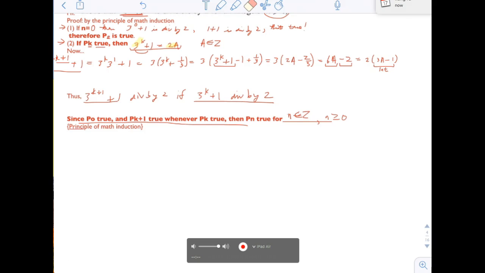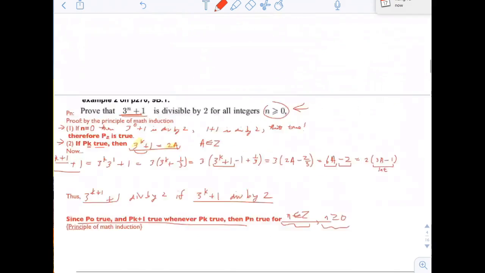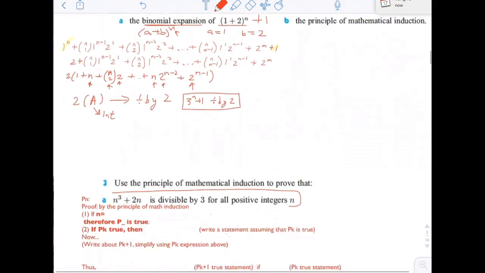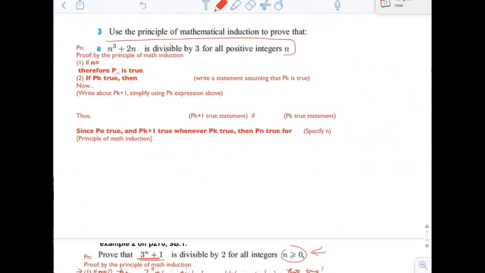So it's true for integers. N is an element of the integer set, and n is greater than or equal to 0. Okay? All right, now let's go to 3a. So 3a, we're going to use math induction to prove that n cubed plus 2n is divisible by 3 for all positive integers n. So all positive integers n, that means that n is an integer and n is greater than or equal to 1, right?